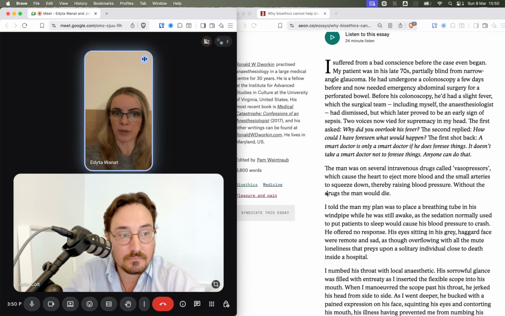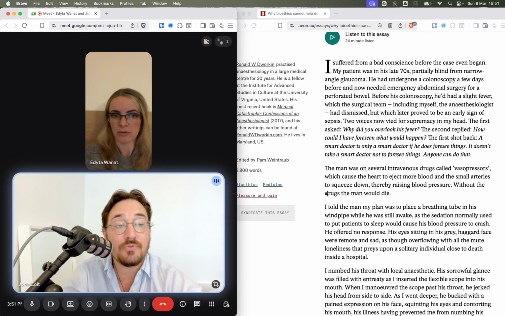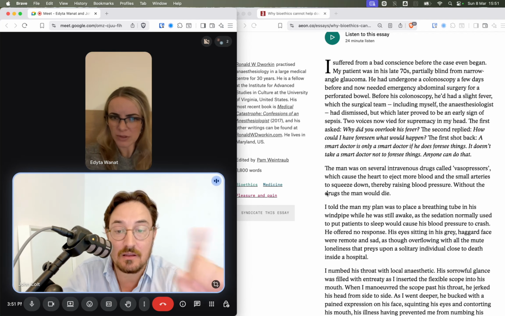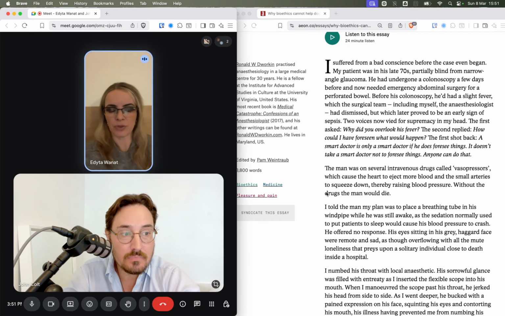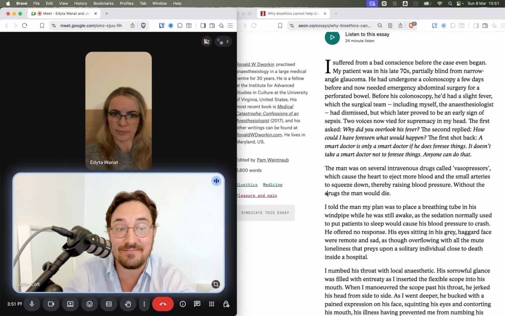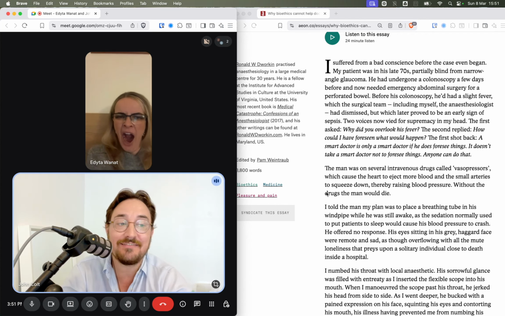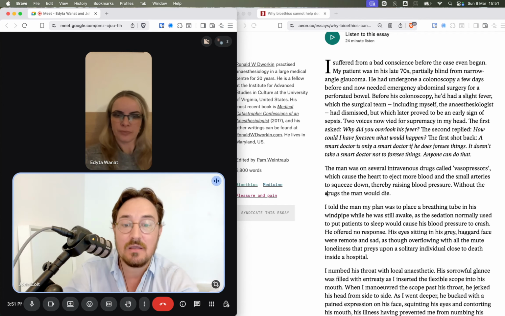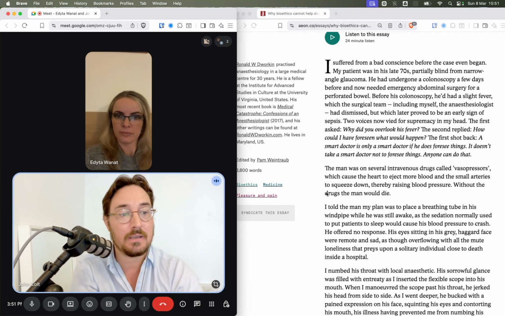Before his colonoscopy, he had a slight fever, which the surgical team, including myself, the anesthesiologist, had dismissed, but which later proved to be an early sign of sepsis. Yeah, that's quite good. Just note that it says he'd had a slight fever. He had, he'd, in other words. He could have written he had. It would have made sense. Before his colonoscopy, he had a slight fever. It would still make sense that way, but it is slightly nicer the way he's done it. He'd had. There, he's using the past perfect, which is the ideal tense to use here. Okay?